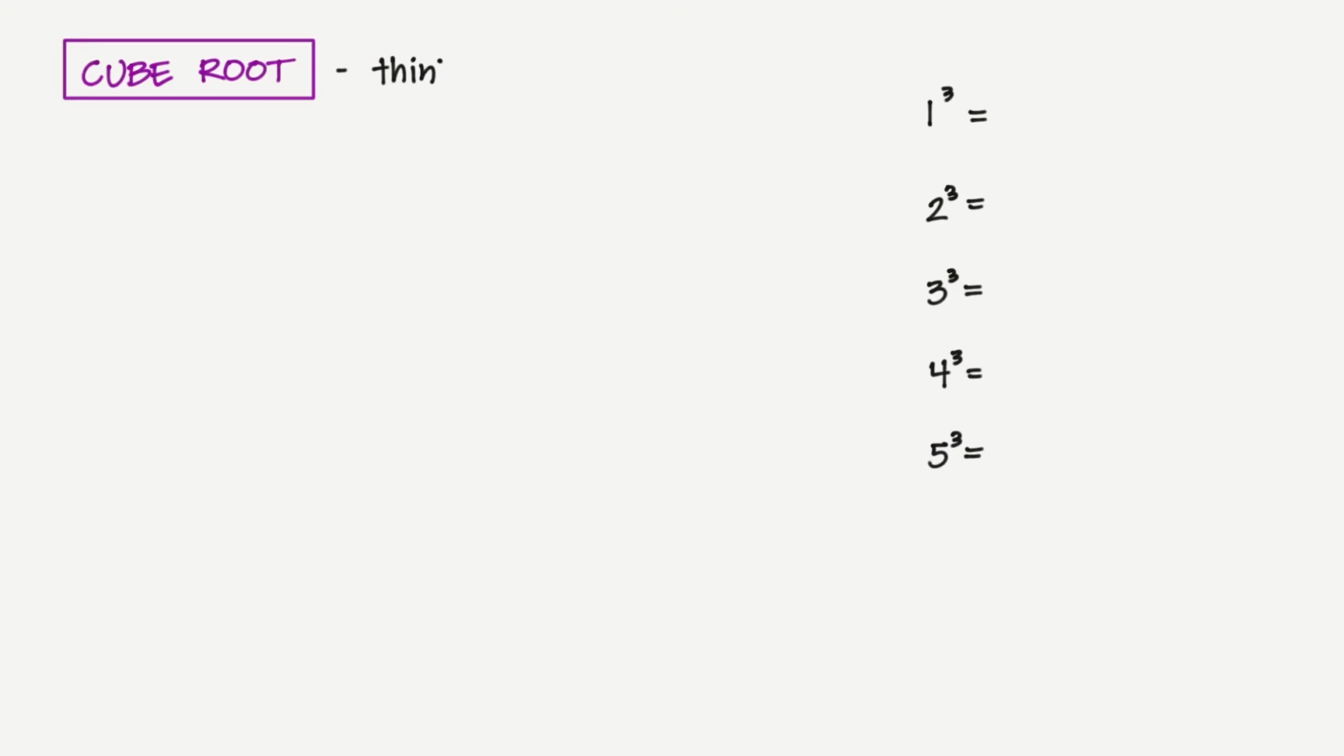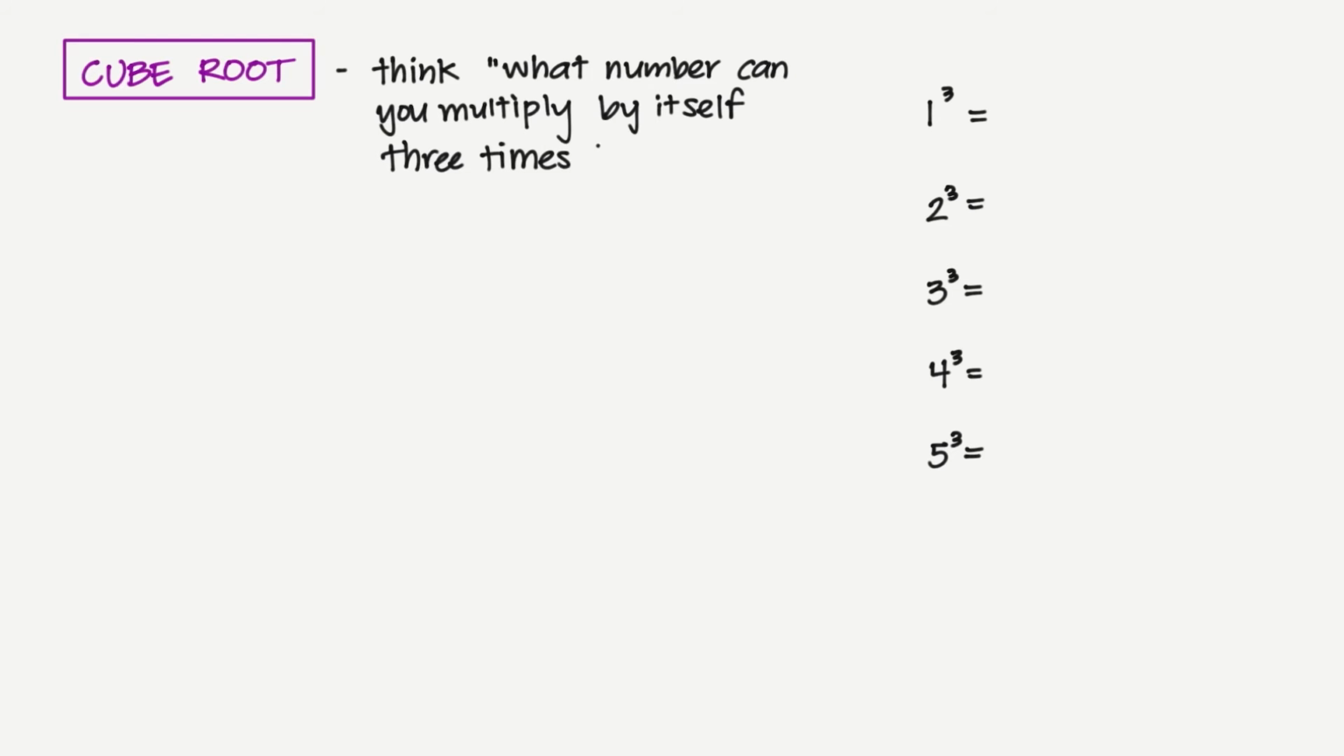So now we're going to transition to a cube root, which is very similar to a square root. And this time I want you to think, what number can you multiply by itself 3 times, not 2 times, but 3 times, to get a specified amount? Okay, so again, it's very similar, but we're looking for a number times itself again. And the symbol looks just like the square root symbol, but it has a 3 on the outside, indicating that we're looking for the cube root.